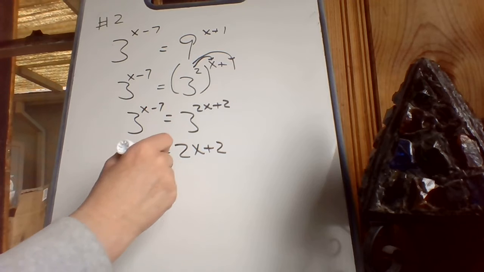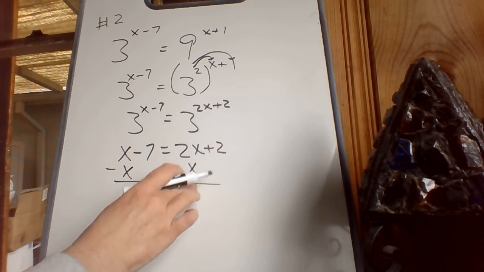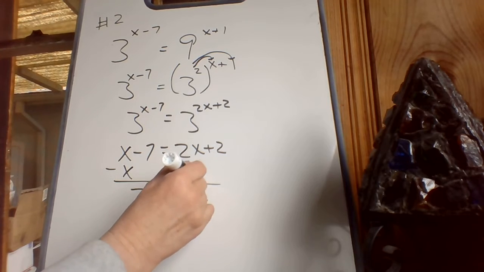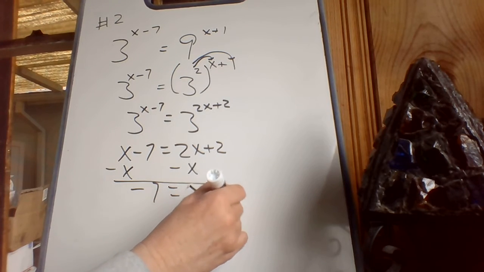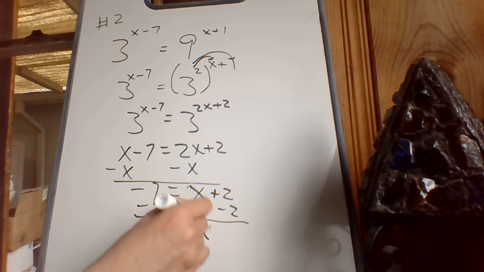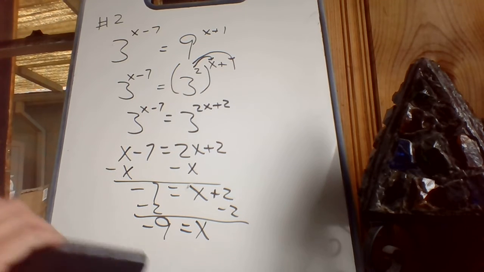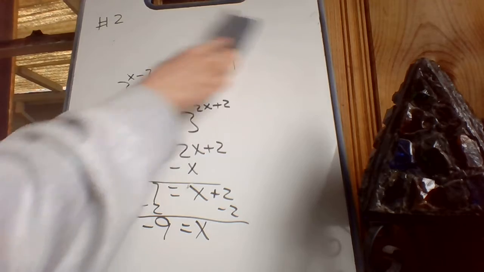Get all the x's together. So that's 1x. I'm just going to write x. Get all the plain old numbers together. And that's the answer. x equals -9.